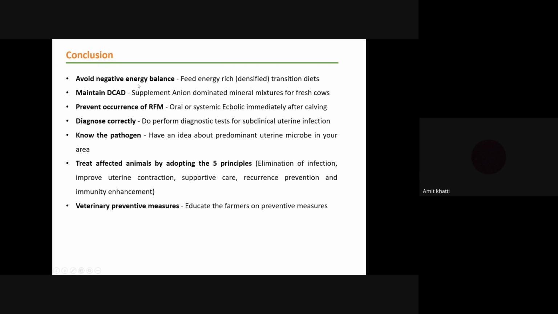And after adopting all those preventive measures, if we still get a uterine infection, we are supposed to diagnose it very correctly. We should know which particular pathogen is affecting, or, indirectly, which particular antibiotic is working. If we are not able to identify the pathogen, we are supposed to identify the working antibiotic for that particular animal. Then accordingly we should treat the animal by adopting the 5 principles we have discussed in the therapeutic section. And finally, awareness is very valuable. We should always make our farmers aware of how to manage the animal with minimum incidence of postpartum uterine infection, so that dairy farming can be sustainable for us as well as our farmers.